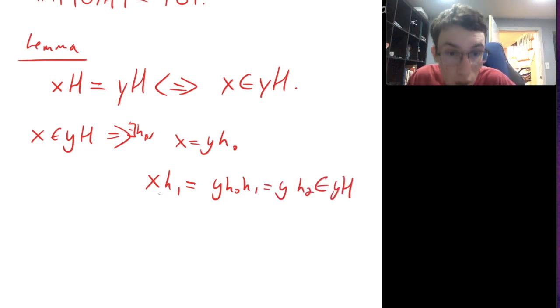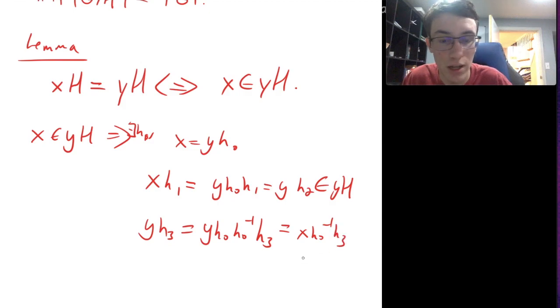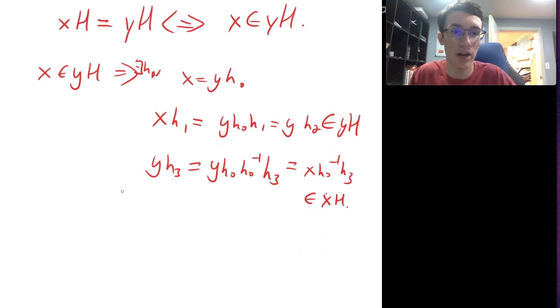And then on the other side, if we have yh3, for instance, then this is equal to y times h0 times h0 inverse times h3. I just kind of rewrote it, but this is equal to x times h0 inverse h3, and that obviously belongs to xH. Cool, so that's one direction. But now what about the other direction?